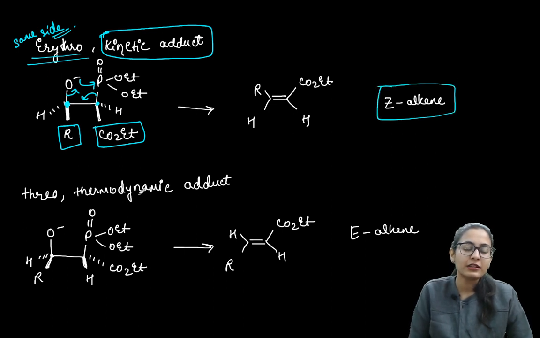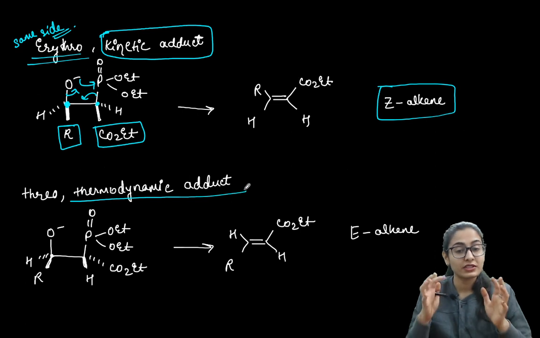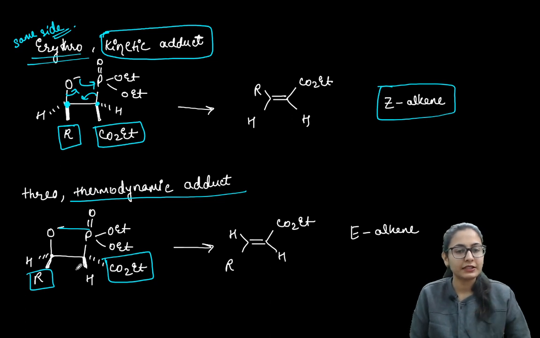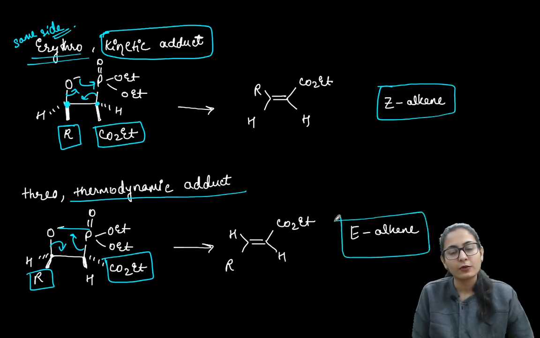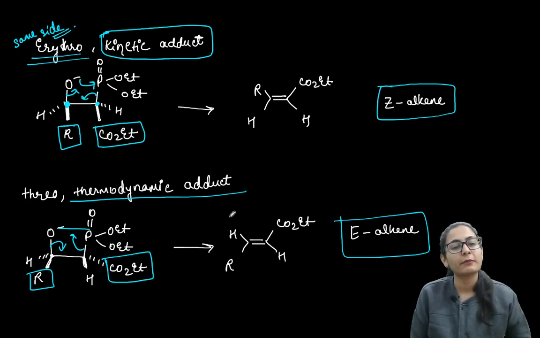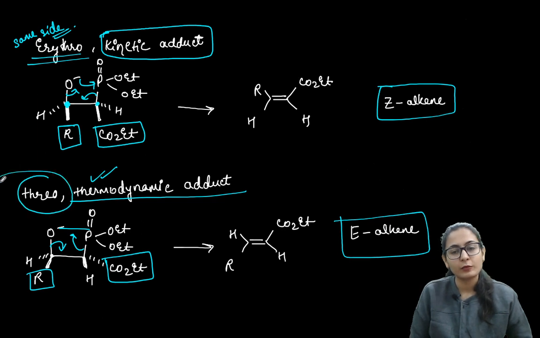Also, when you get the thermodynamic adduct, which is actually more stable. Why is it more stable? Because the R and the ester group are on the opposite side, so it is energetically more stable. So now if you form the betaine intermediate, very similar to the betaine intermediate like this, and then you do the elimination, you get the E alkene. So the Horner-Wittig reaction is carried out at higher temperature, so that we get the thermodynamic adduct and majorly the E alkene.